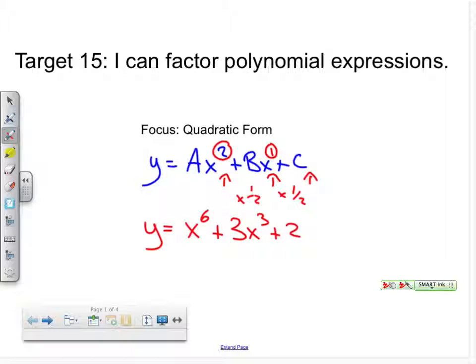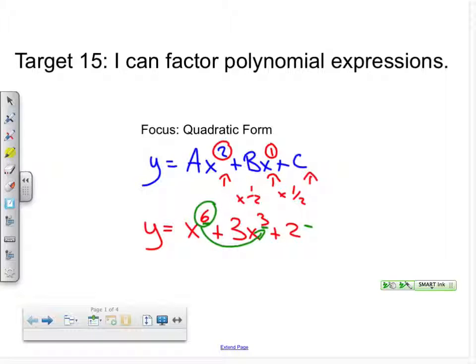y equals x to the 6th plus 3x to the 3rd plus 2 is considered to be in quadratic form because the 6 cuts by half to get 3 and then it's gone. That's quadratic form. You'll always start with an even power, then it'll cut in half and then it'll go down. And generally what we'll look at is we'll substitute that down and get into quadratic form.